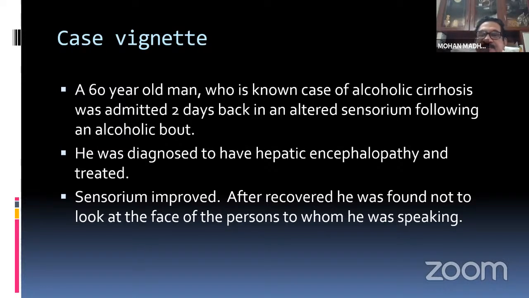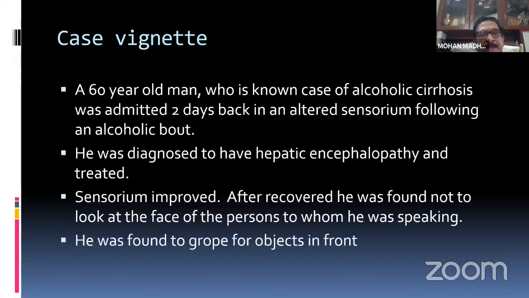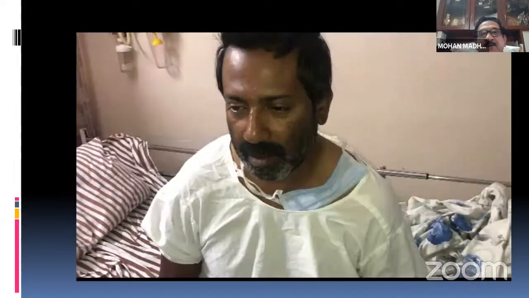When he recovered his sensorium, he was found not to look at the face of the person to whom he is speaking. He is answering the question, but not looking at the person. And he was found to grope for objects in front. When the food is kept in front, he searches here and there for the food. This made them suspicious of blindness and they called the doctor. This is the video of the patient.